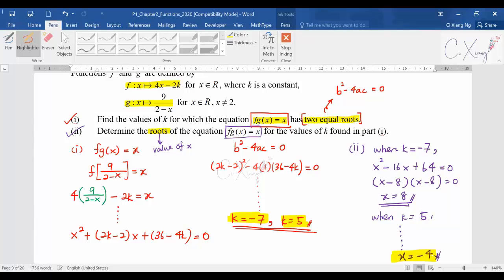All right, so in this question particularly, they try to combine the composite function with the quadratic equation that you learned before, because you need to apply the idea of equal roots here. So it actually belongs to chapter number 1. So you can see that all the chapters are related to each other.